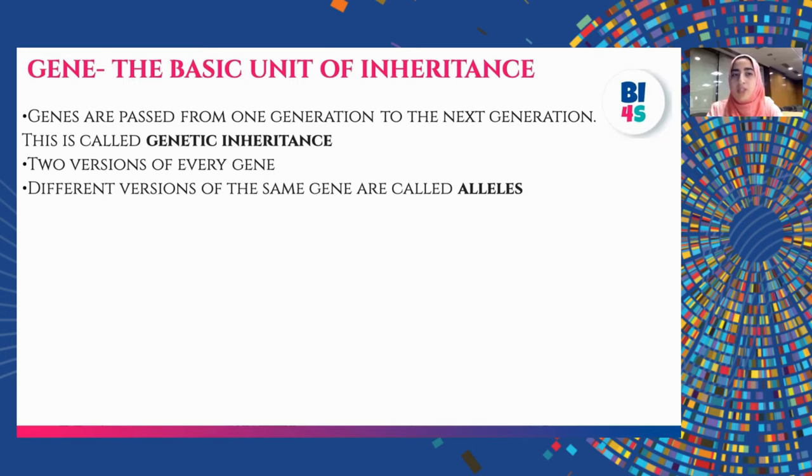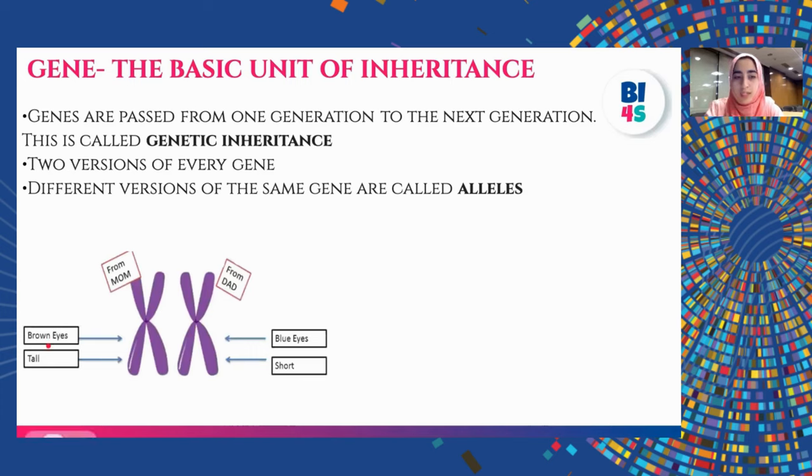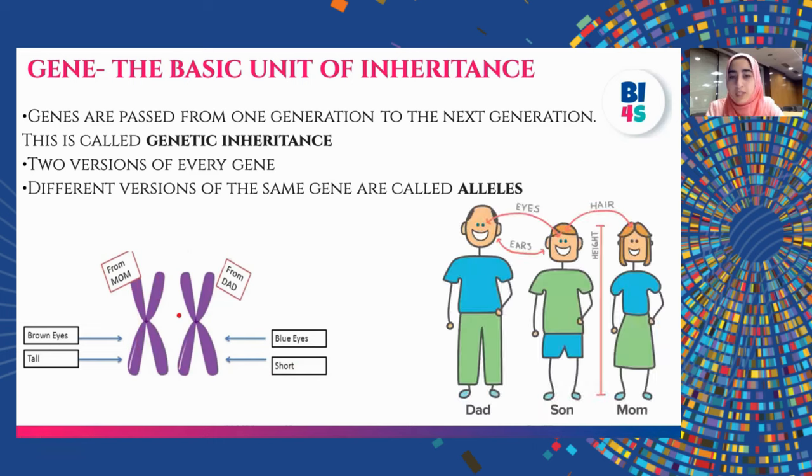For each gene, we have two versions, two different copies, and those two copies are known as alleles. So we have two copies of the gene for eye color. One copy we get from our mother, and one copy we inherit from our father. This is the reason we resemble our parents. Your height may match that of your mother, and your eye color may match your father's. This is because you have got your height gene from your mother and your eye color gene from your father.